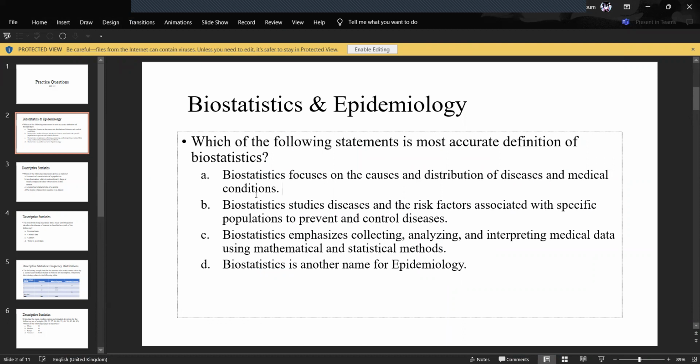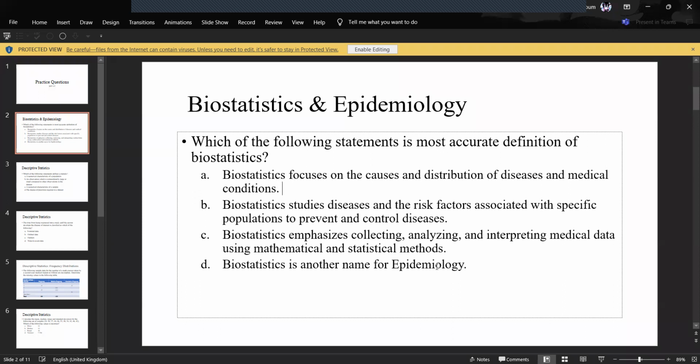Well, no, it doesn't. Biostatistics studies disease and the risk factors associated with specific populations to prevent and control disease. Again, biostatistics is all about collecting data and analyzing data. And so for option C, biostatistics emphasizes collecting, analyzing, and interpreting medical data. That's the correct option.